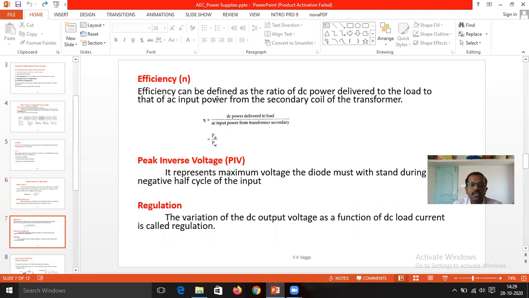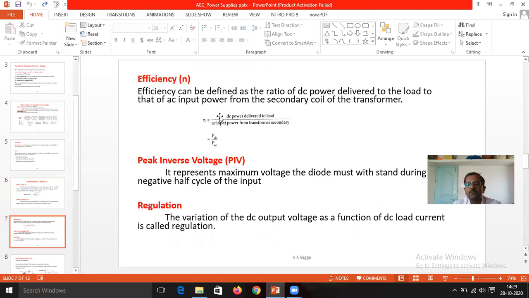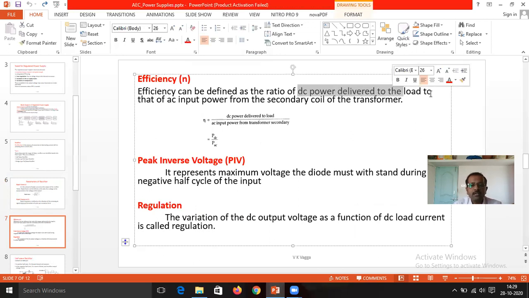Okay, and another factor is the efficiency. The efficiency is the amount of output based on the applied input. It is defined as the ratio of the DC power obtained at the load to the AC power applied at the input. That itself is called the efficiency. In terms of the formula, it is the output power divided by the input power.